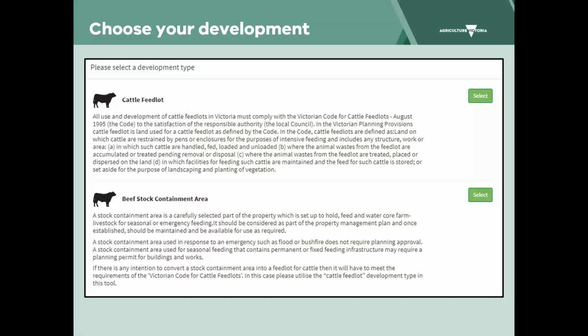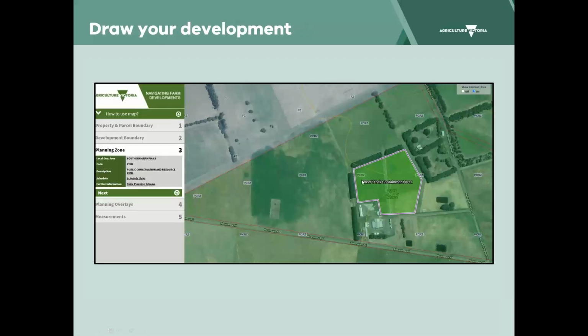They're quite wordy, but as you can see, the cattle feedlot is defined by the code, versus stock containment areas, which are not defined by the code. Once you've done that, you draw your layer. As you can see here, we're in the PCRZ, which is Public Conservation and Resource Zone, because it's a research farm owned by the state. Slightly to the north, you can see the FZ, which is the farming zone. So they're the type of zones you'll get.